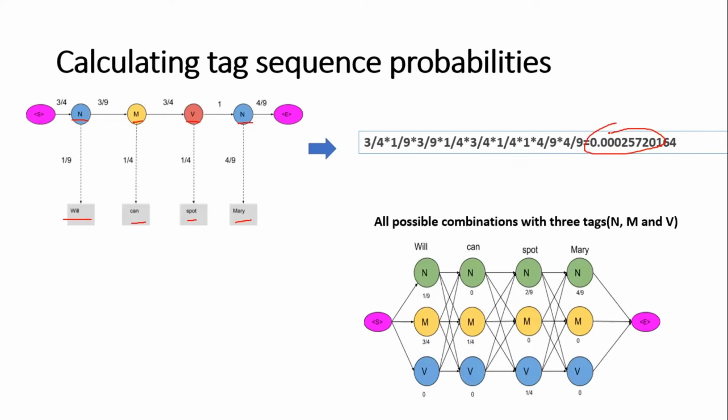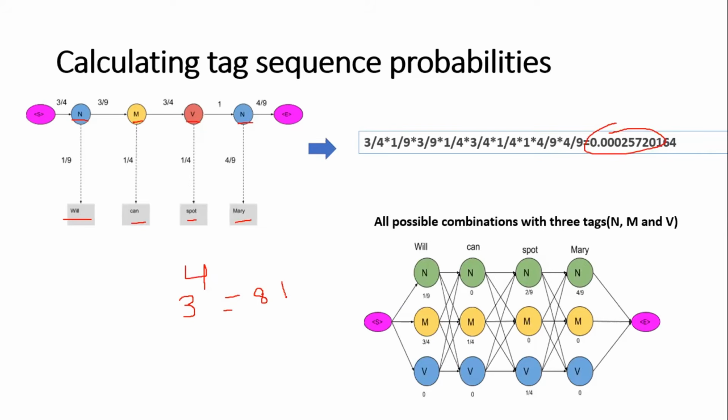So in this way, here we just have 3 tags, but we'll get more number of possibilities. How many possibilities can we get? We can calculate it like this. Total number of words in the given question, Will can Spot Mary, is 4. And how many tags did we use here? Total 3, noun, modal and verb. So this value becomes 3 power 4, which means there are total 81 possibilities. So 81 different combinations of tags can be formed from this.